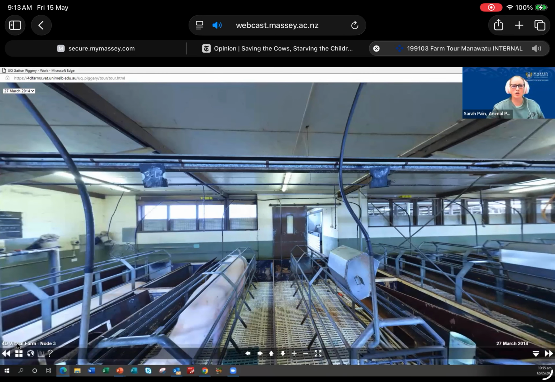It's always hard to know where to begin, because this is part of a big cycle. So you're just going to have to jump on the wheel at some point. So these are farrowing crates. Have people heard of farrowing crates before?